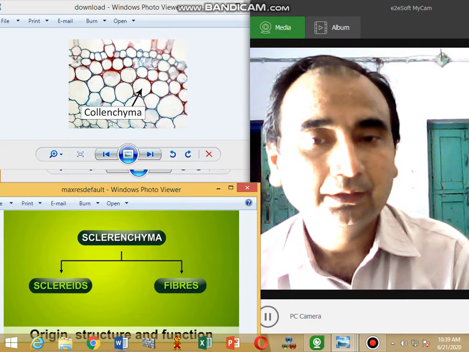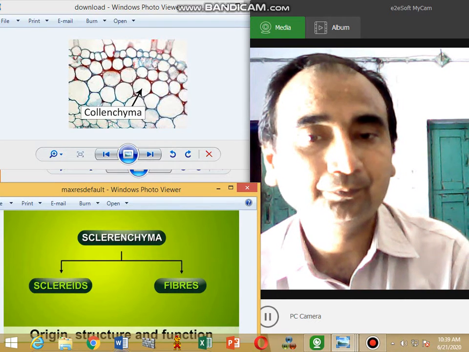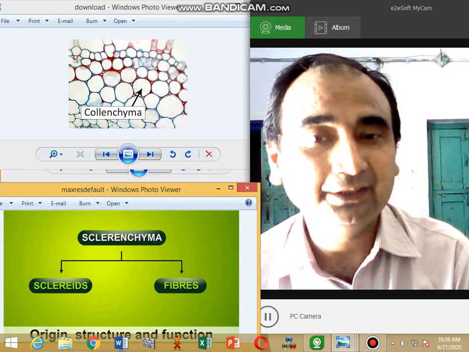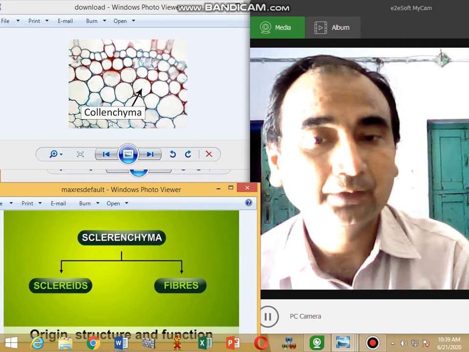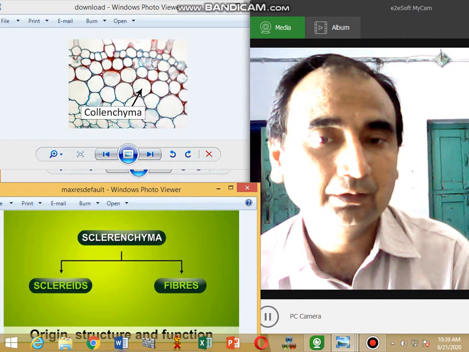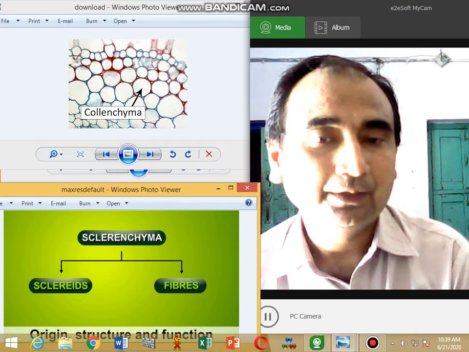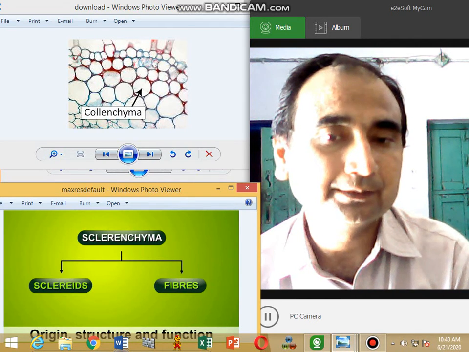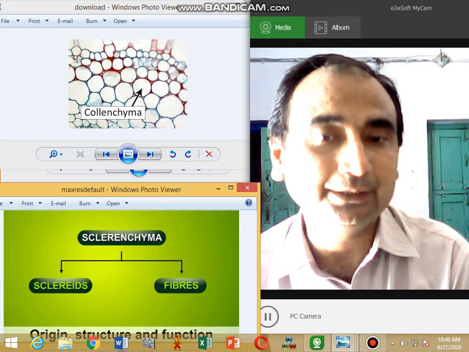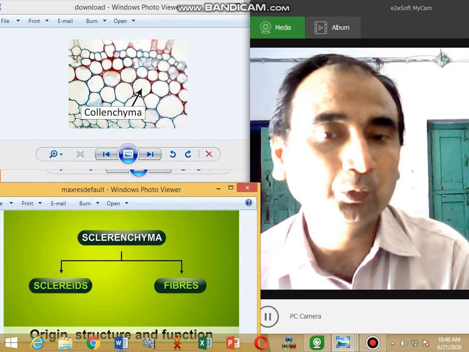Sclereids are shorter than fibers. They are present in nut shells and in seed coats. Their function is protection. The other is vessels. Vessels are conducting pipes. They join end to end and form long conducting pipes as in the xylem cells. There are some features in the plants that give support to the plant.